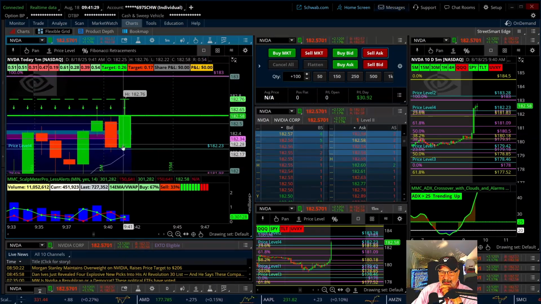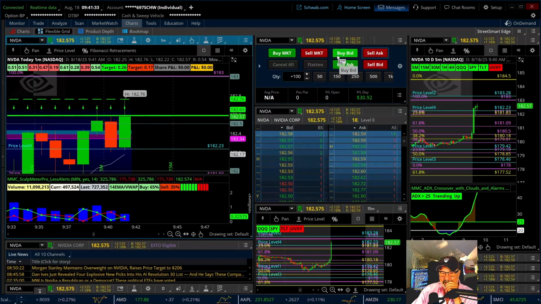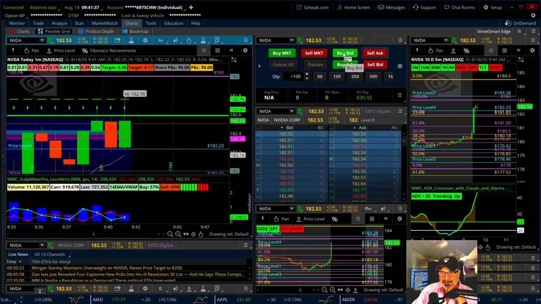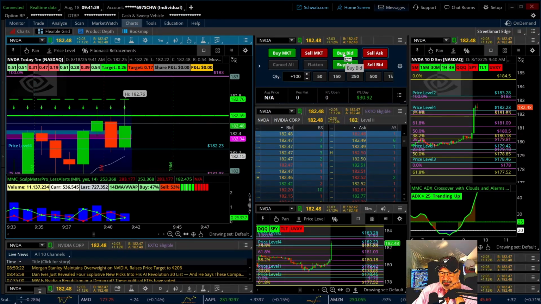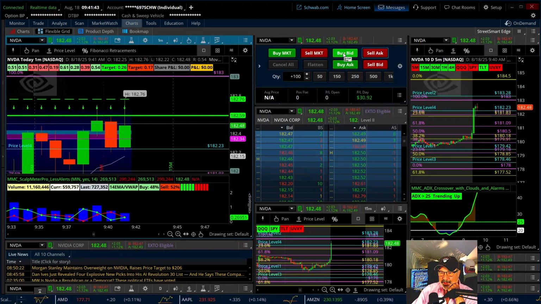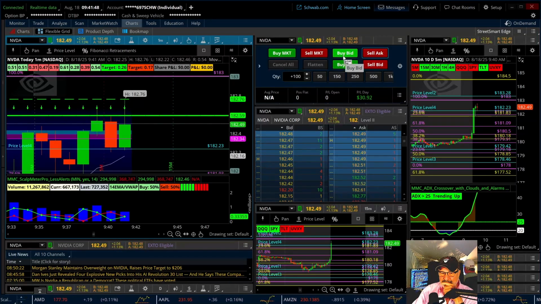Yep, I'd be more inclined to be long biased and wait for a dip down here again. It's not going to go as far probably, but let's see. 50 cents it's holding at. 48 on the market maker, 46. It's staying real strong here.